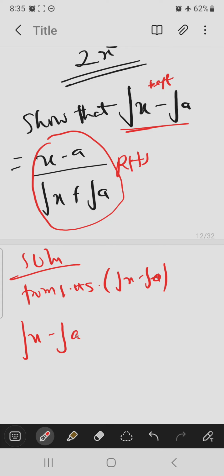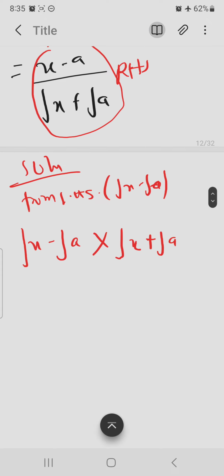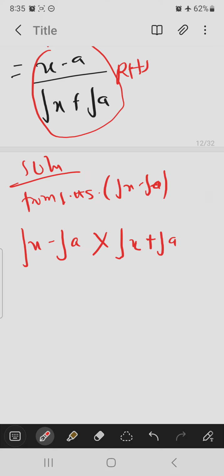this one, multiply by, if I rationalize it, root x plus root a all over, let's say this one is over 1 multiplied by root x plus root a.